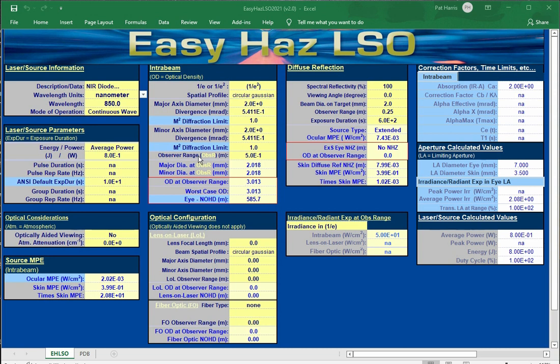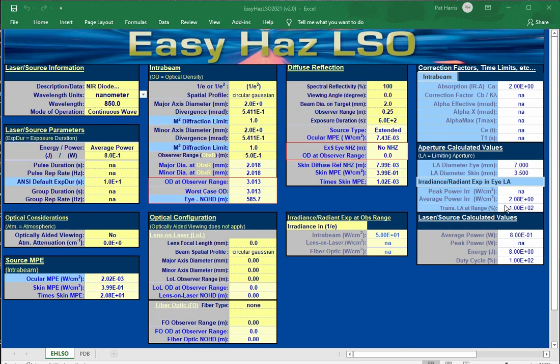Okay, now we've set our observer range to 0.5 meter. We can see that the diameter at range is just a touch over what we had at the beam waist. We have an OD at observer range of just a touch over 3. Worst case is a touch over 3. And we can verify that the reason these are the same is because the power through the limiting aperture where the observer is standing is 100%, and of course the worst case is based on 100% of the power passing through the limiting aperture.